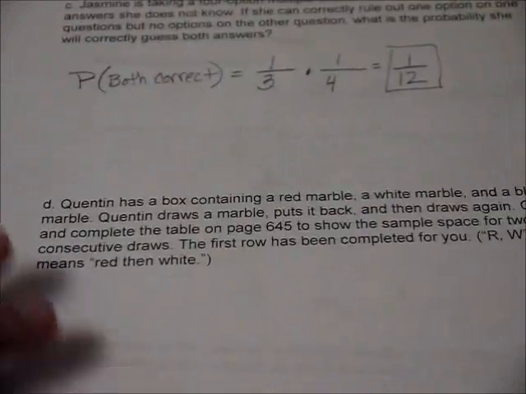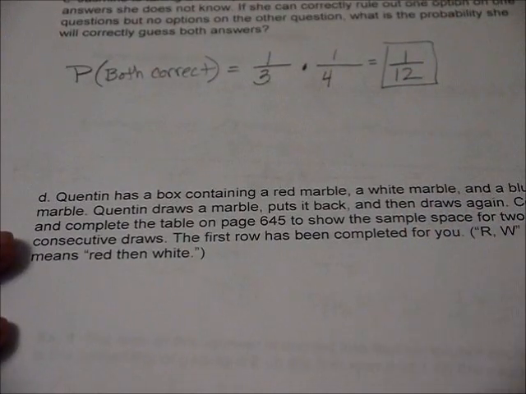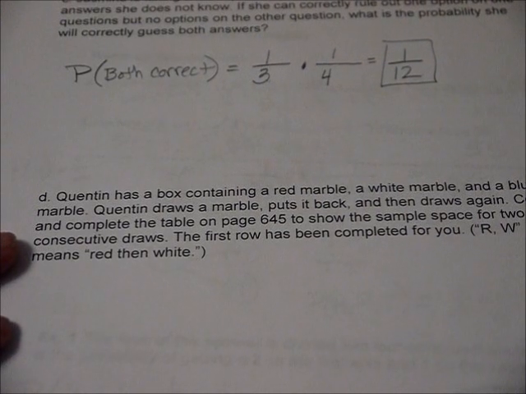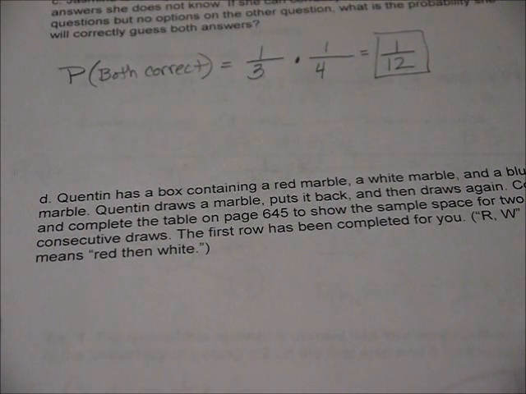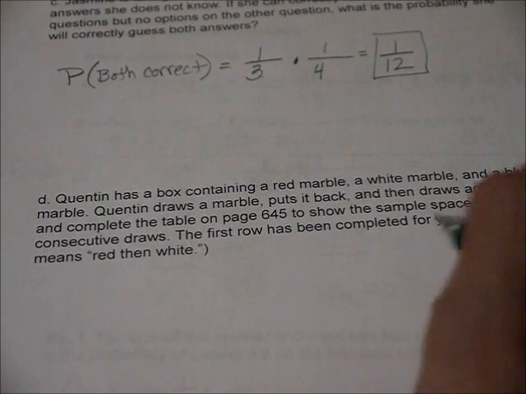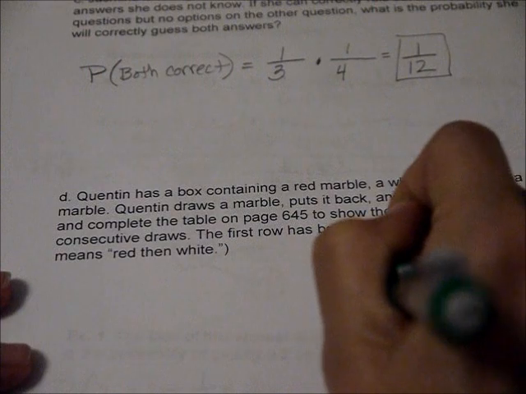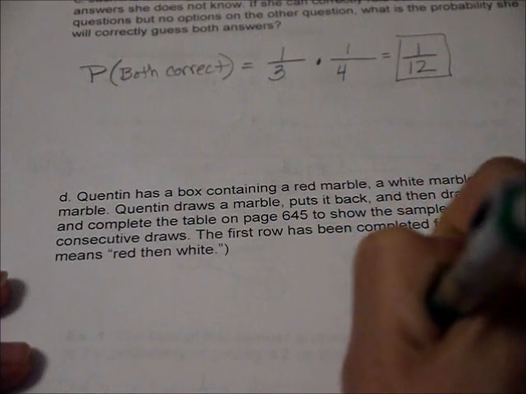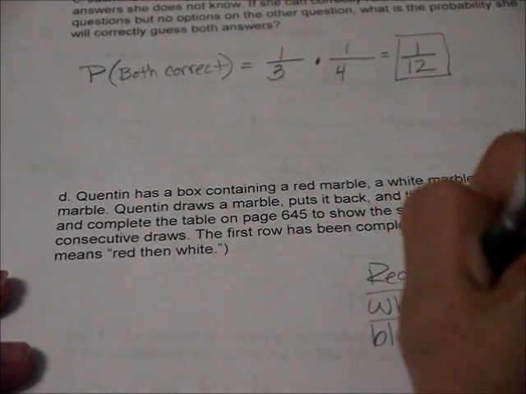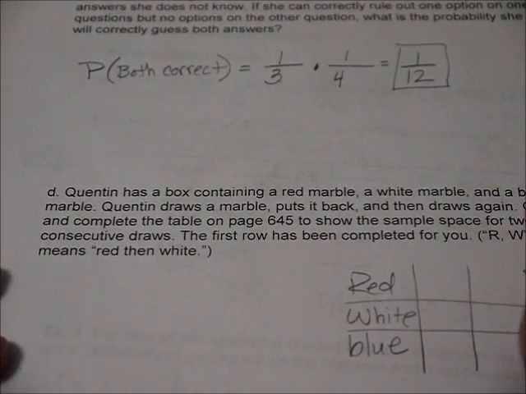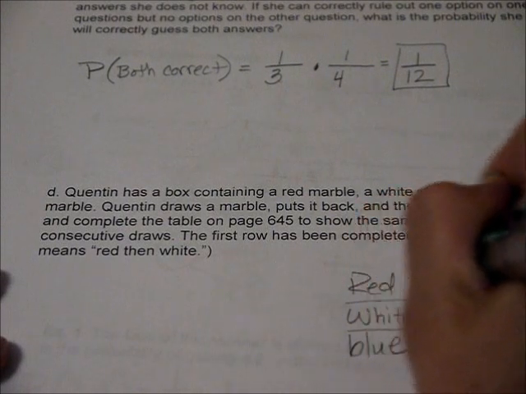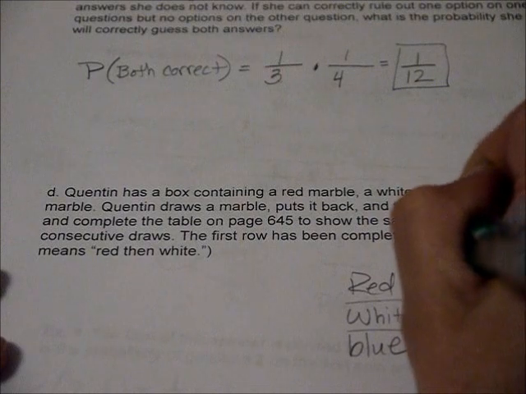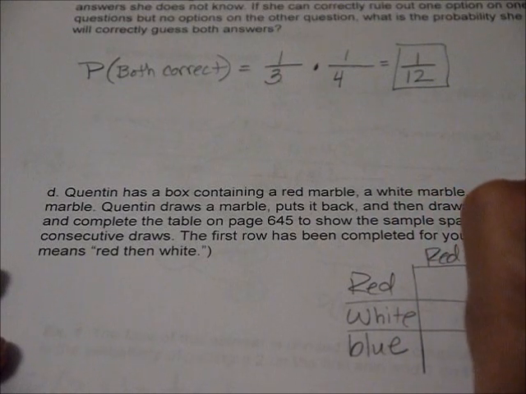Okay, Quentin has a box containing a red marble, a white marble, and a blue marble. We have to look at the page. So he has a red, a white, and a blue. Now these are tools and tricks they use in statistics classes in high school, so it's good that you're getting used to seeing this stuff. Here's red, white, and blue.